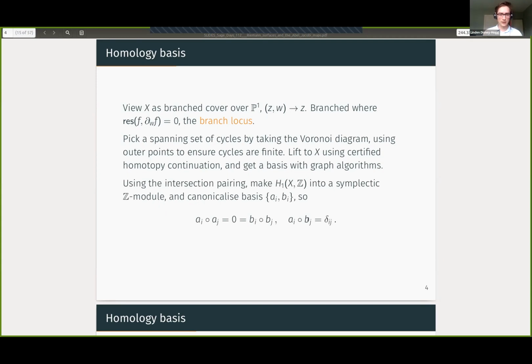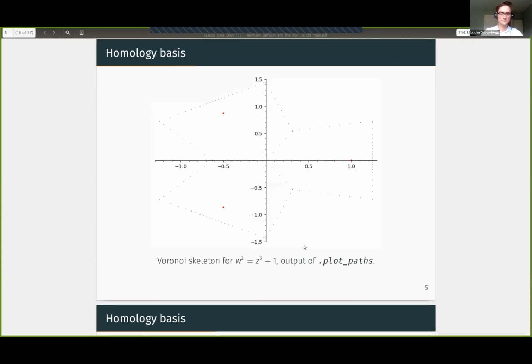And then I'm going to tell you that I'm going to put some particular structure on this H1 to make it a symplectic Z-module. And this just allows us to canonicalize a basis, again using tools that exist within Sage. As a side remark, the algorithm that works for doing this in Z-modules does work for any PID, but it's noted in the documentation that that's not been implemented yet. So if that sounds good to you, you can go away and implement that today.